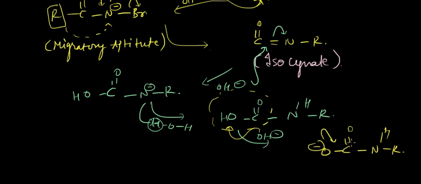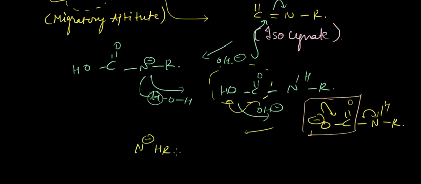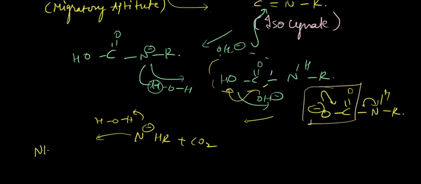Next, the negatively charged oxygen atom will form the double bond with the carbon atom, and this group will evolve as CO2 gas from this compound, forming N minus HR plus CO2. N minus HR will again attack a water molecule to form NH2, or RNH2. So amine is hence formed from amide using Br2 in basic medium.